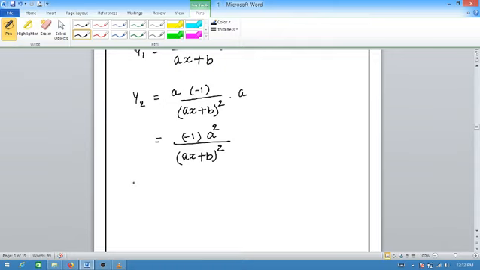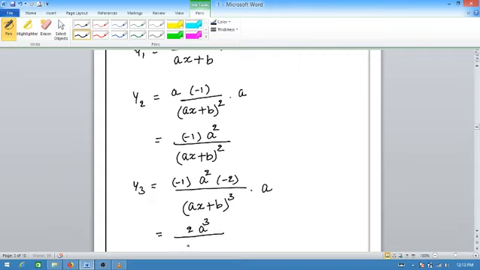So find out the next differentiation. y3 is equal to, here minus 1 is constant and a square is constant, differentiation of 1 divided by x square. So that is minus 2 divided by (ax plus b) whole raised to minus 2 minus 1, which is 3, into differentiation of ax plus b, which is a. So that is equal to minus into minus, it is plus 2 into a square into a, which is a cube, divided by (ax plus b) whole raised to 3.